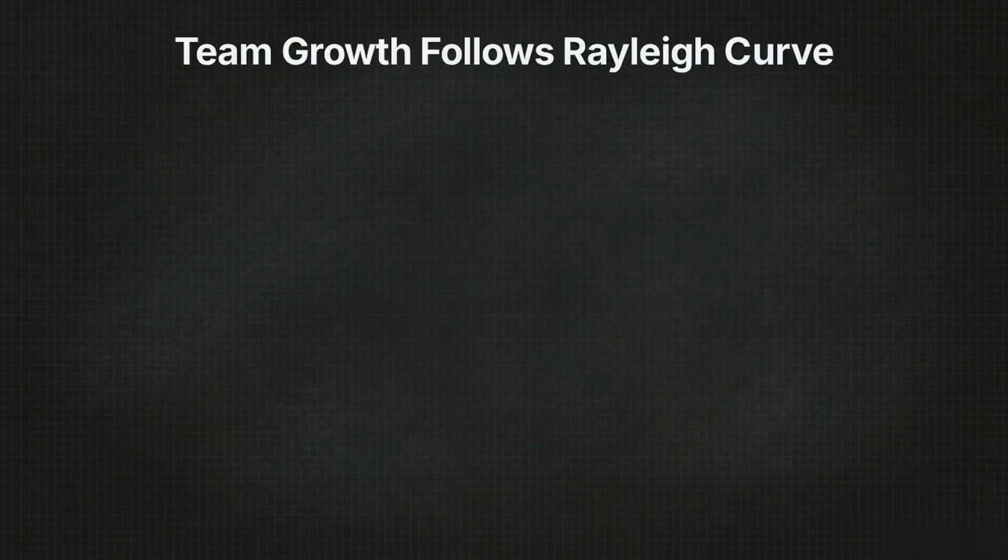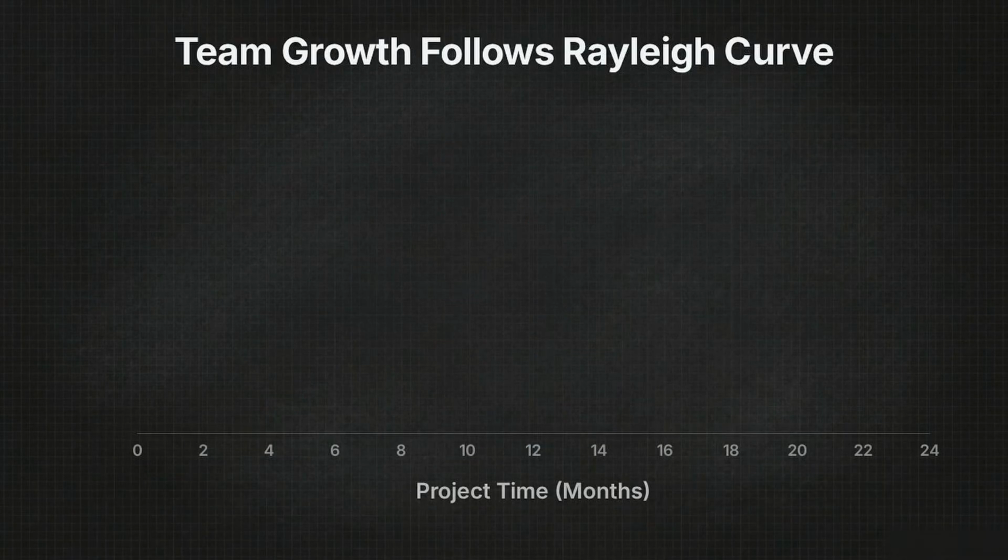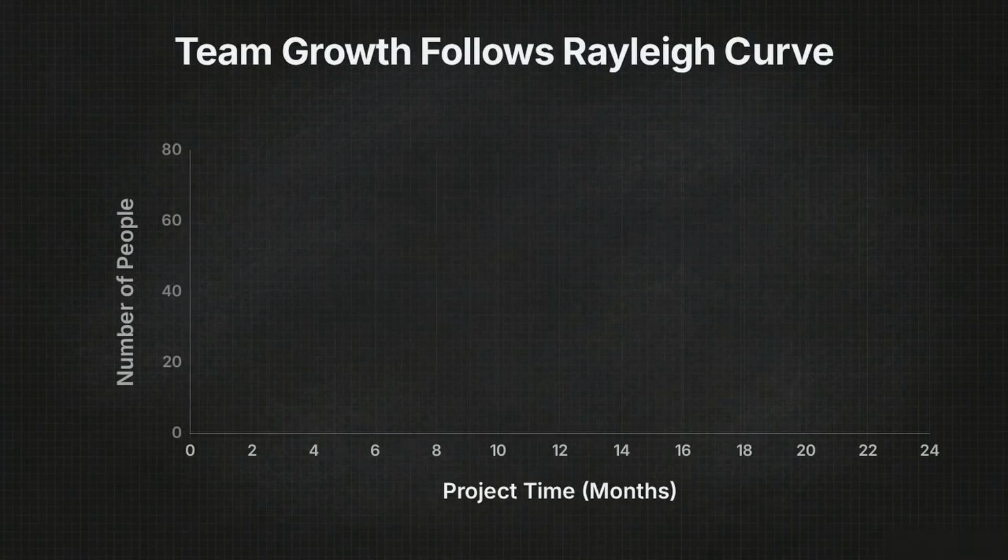Let's look at a chart. Across the bottom axis, we track project time in months, and up the side, the number of people. Putnam discovered this team growth isn't random. It follows a predictable, mappable shape. Early on, during planning and requirements, data points stay extremely low with few active people. But as heavy coding begins, team size rockets upward to the project's peak, requiring the maximum number of developers.